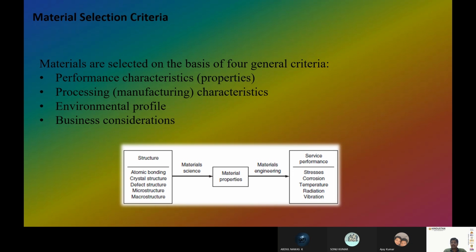So that's all about the material selection and the design communication from my end. And if you have any questions, you can ask me. Thank you.